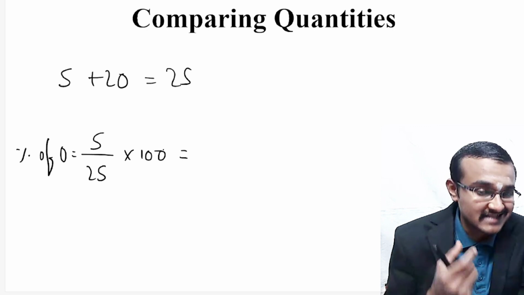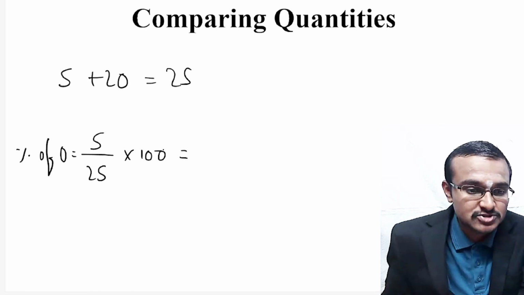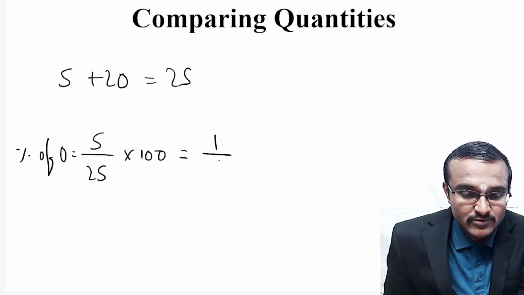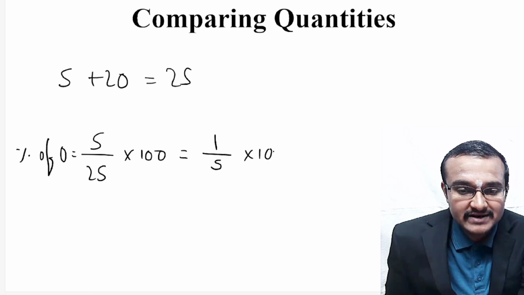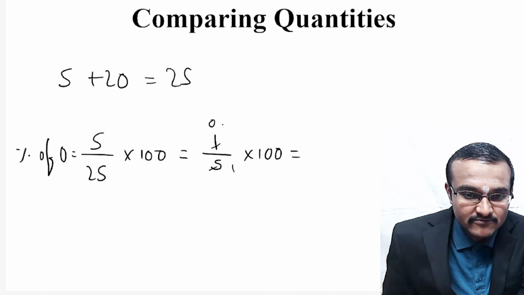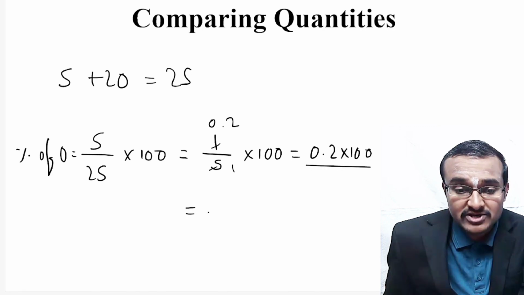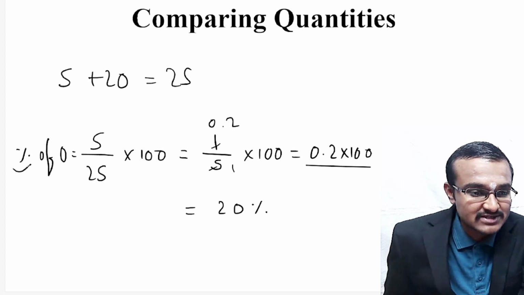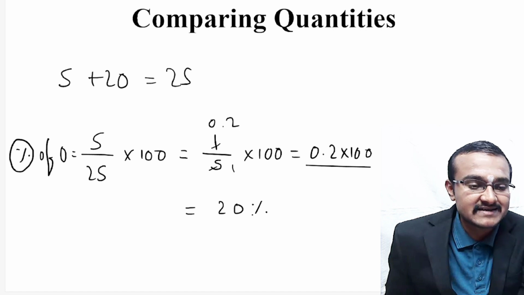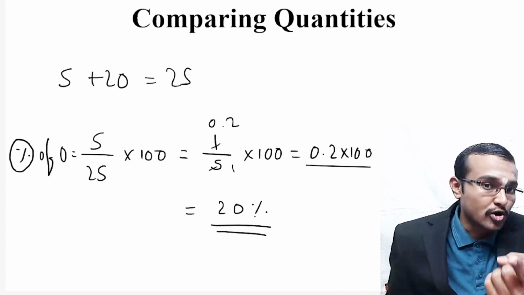So 5 by 25 into 100 will give you the percentage of oranges, that is, how much percentage of oranges there are in that basket. What is 5 by 25? It is 1 by 5 into 100. And 1 by 5 is 0.2. So 0.2 into 100 is the value you are getting. When you do 0.2 into 100, it will be 20 percent, because here we are calculating the percentage of orange. So 20% of the fruits in that basket are oranges.